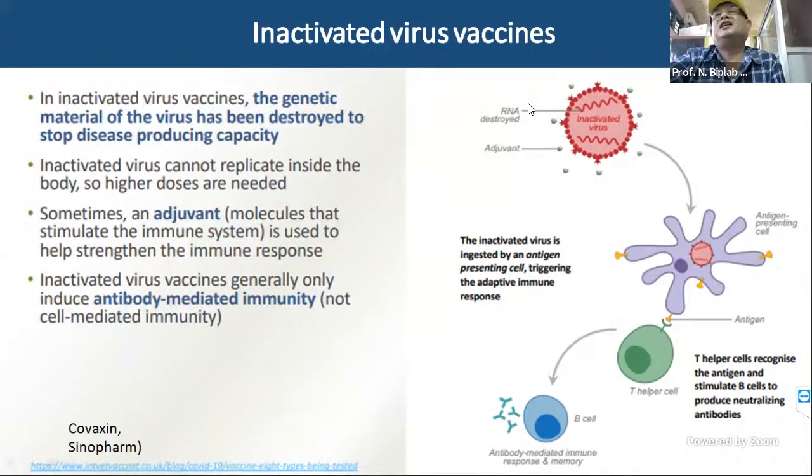Diagrammatically, the RNA of the inactivated virus has been destroyed, and the inactivated virus is ingested by the antigen-presenting cells, triggering the adaptive immune response, and again it is presented to the T helper cells, and the same process again signals the B cells for antibody production, and also the T helper cells to stimulate the B cells to produce neutralizing antibodies.